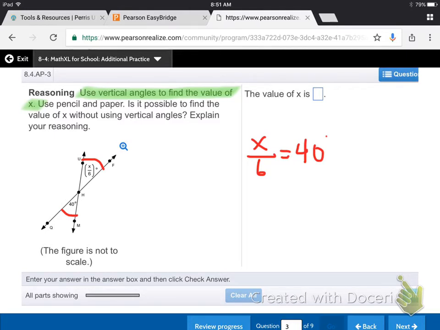So a little cross multiplication. If we put this over 1 and then we cross multiply, we get x times 1 equals 6 times 40. And so x times 1 is x, and 6 times 40 is 240. There we go. We just found out what x is. We're going to put that right there in our answer. So simple. You guys know how to do this.